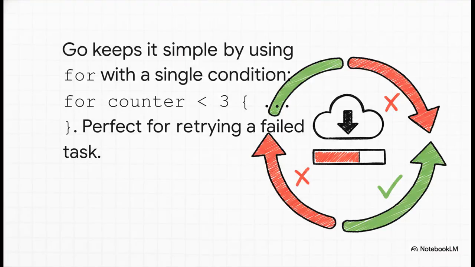Now, if you're coming from another language, you might look at this and think, hey, that's a while loop. And you'd be right, conceptually. Go just simplifies things by using for for everything. As long as that single condition, counter less than 3, is true, this loop is going to keep on running. It's absolutely perfect for things like, say, retrying a network connection a few times before it finally gives up.